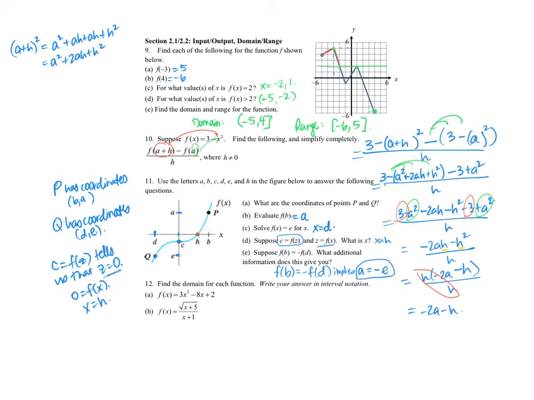Okay, find the domain for each function. So if I look at number 12, this is just a polynomial function. And so any x value that I plug in, I'll be able to evaluate that, whether x is negative, positive, a fraction or a decimal, it doesn't matter. I can square any number, I can multiply any number by 8, and I can add things up. So this is going to be all real numbers, negative infinity to infinity. So any x value I can plug in to that one.